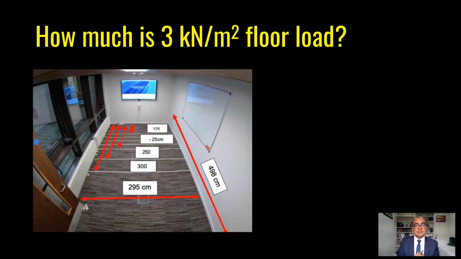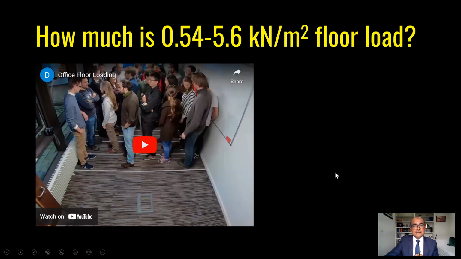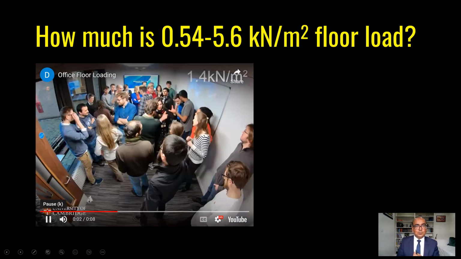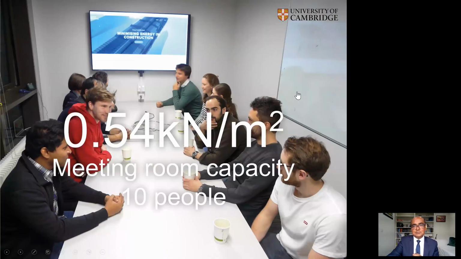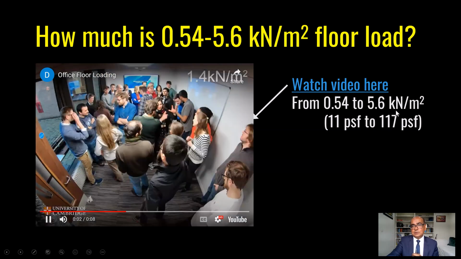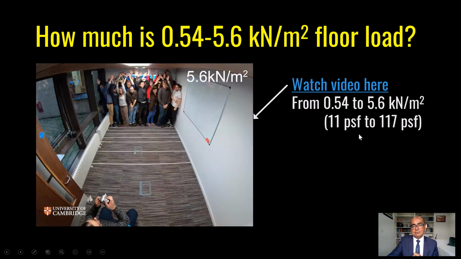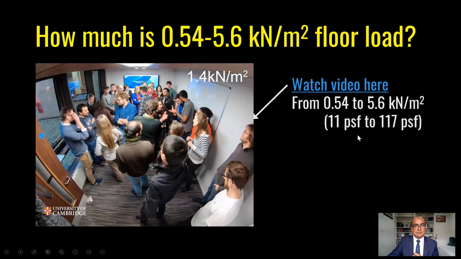This is the area considered. So here we have 498 centimeters in this direction, 125, we have 250, 300, and then 295 centimeters in this direction. So I will play this video. This is really very interesting. So you will see the changes in the pattern. 1.18, 1.4, 3.4, 5.6. This video demonstrates loading from 0.54 to 5.6 kilonewton per meter square, or 11 psf to 117 psf.